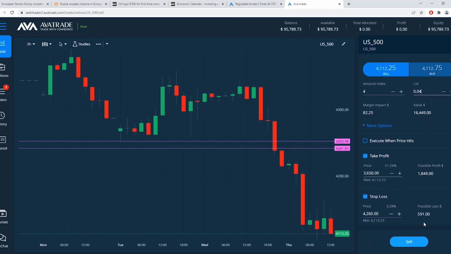If that's what I want to risk, it's near my 500 target, or maybe you have a target of 100 or 5,000 or whatever it is per trade, or for this move. So now I've got my lot size picked, my possible loss understood, and my possible profit understood. Now I can make my move. I've got sell picked, and I click sell.